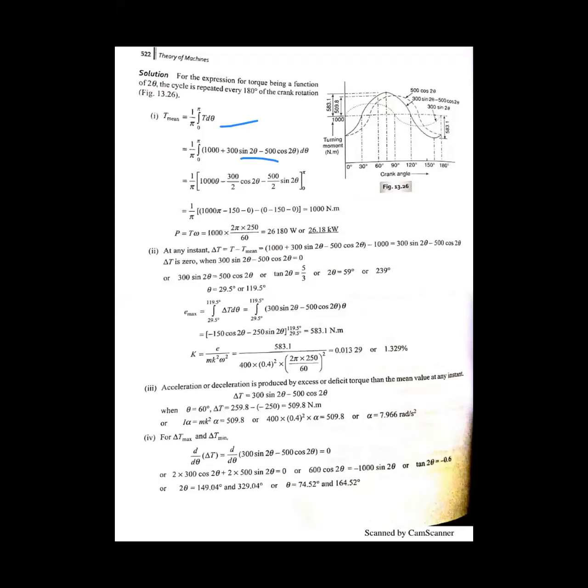Now 1 by pi into, when we substitute the limits in our equation, the values are 1000 pi minus 150 cos 2 pi.